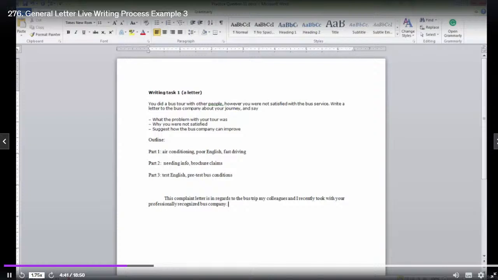Now, if you notice, I'm not talking about part number one. I'm not talking about the problems. I'm not talking about why I wasn't satisfied. I'm not talking about my solutions that are suggested, right? I'm not talking about that. That doesn't belong here. We're only talking about our introduction sentence. Now I go into part number one.